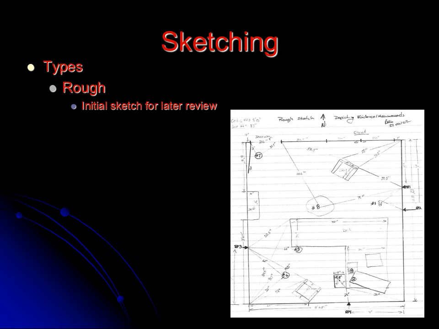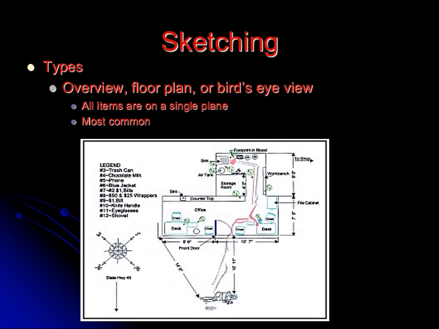But the types, you have rough sketch. Obviously, this is one that the crime scene investigator just does roughly at the scene, kind of like notes, because they'll go back and they'll take this rough sketch, firm it up, and make it cleaner. An overview shows from the bird's eye view. So if you're looking down from the ceiling of the room downward, it shows you exactly where the evidence was. All the items are on one plane, the most common type of sketch.